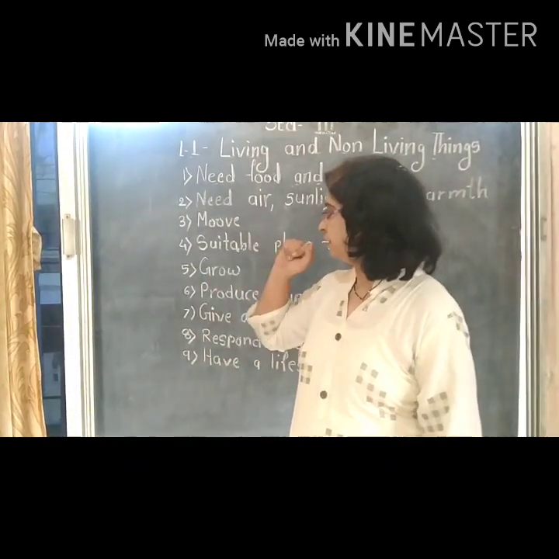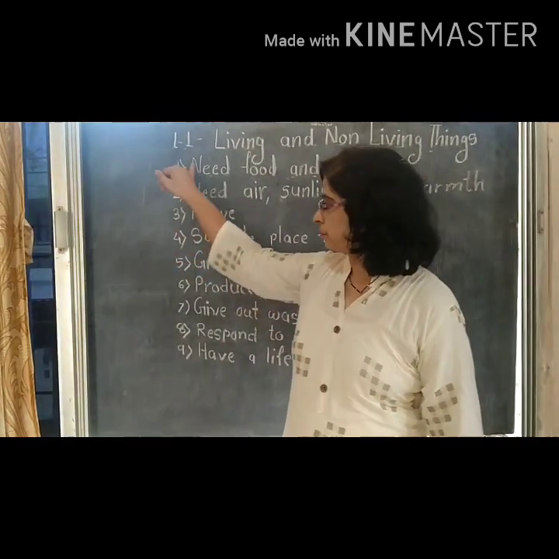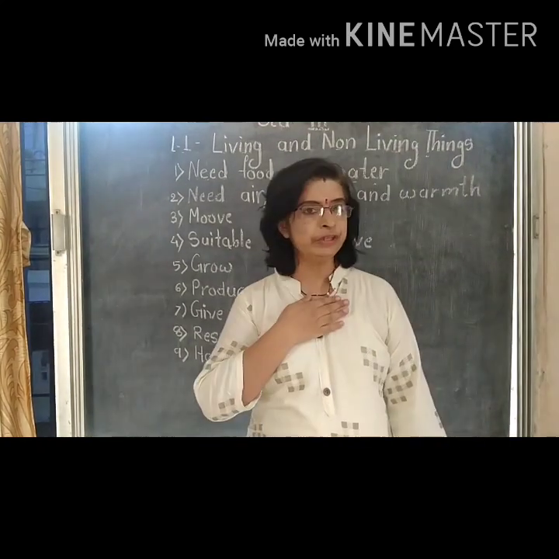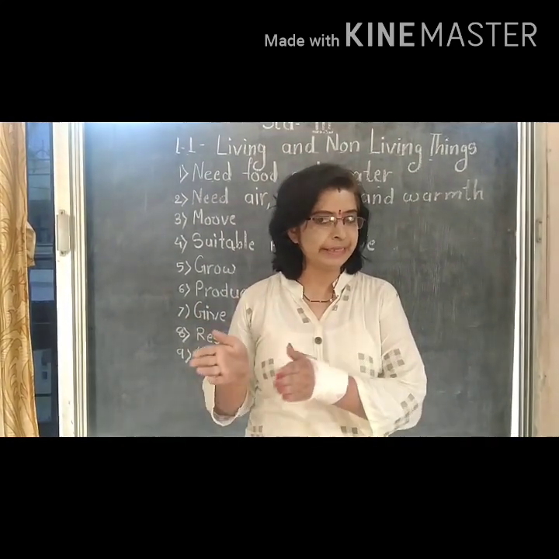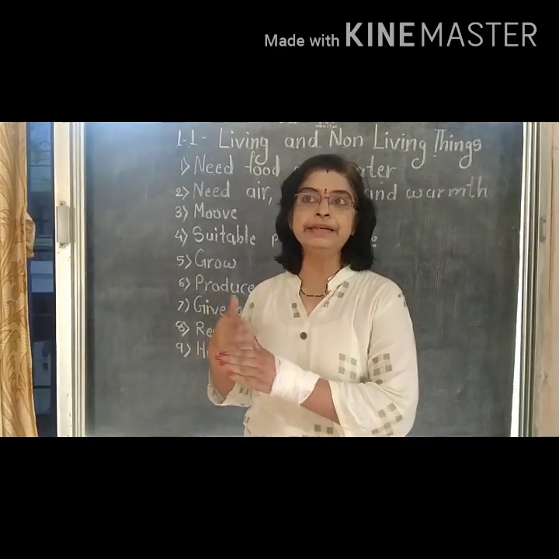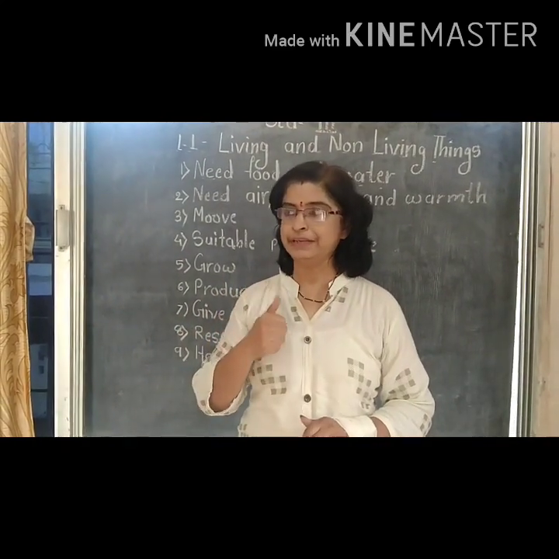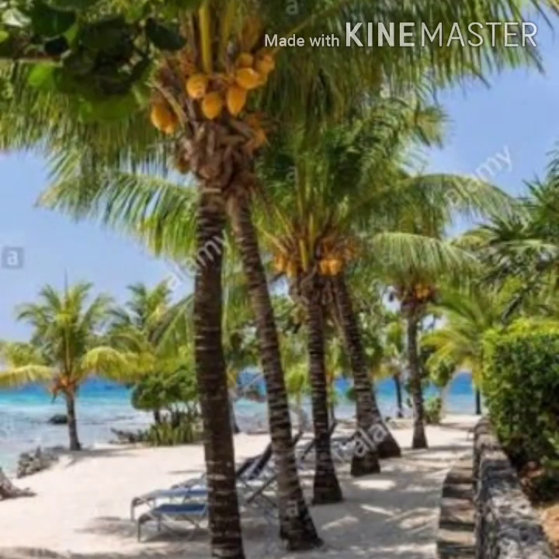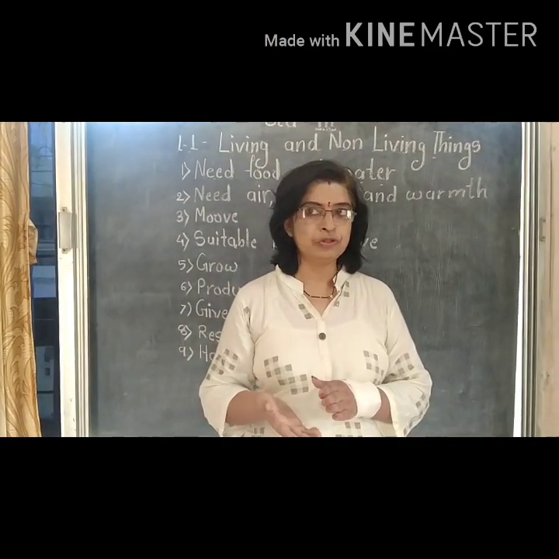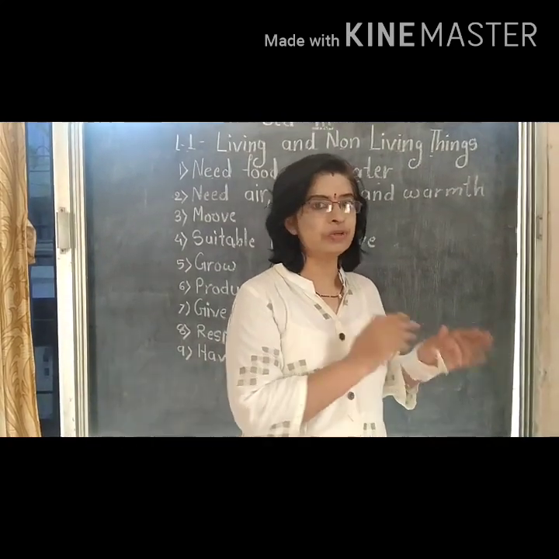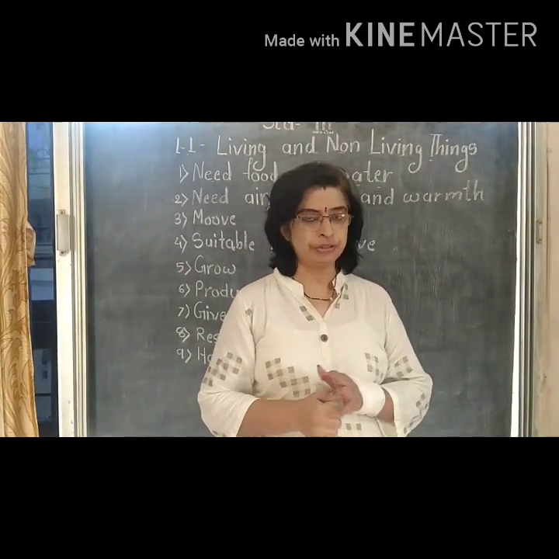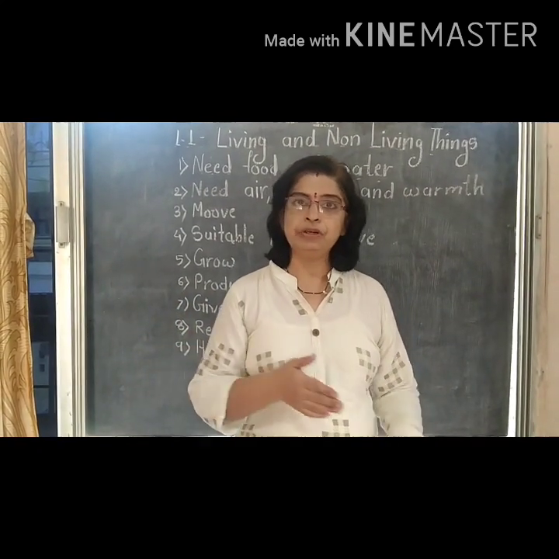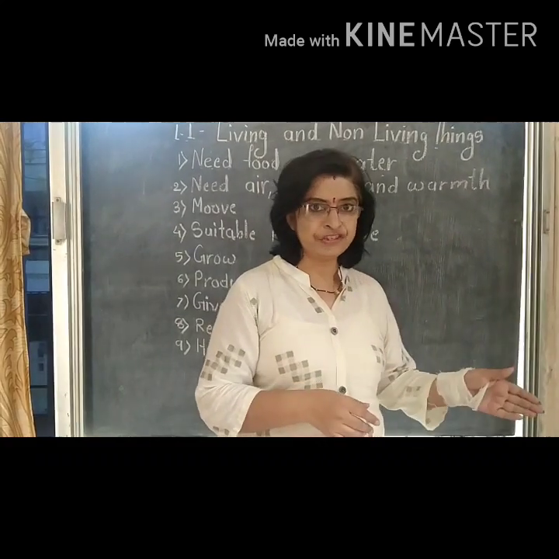Now the fourth point is living things need a suitable place to live. We all are also living in homes like this. All living things need their suitable place to live. Some plants like coconut need warmth, so it is always found in the coastal area or near the seashore. Some plants like apple are always found in the cold region.